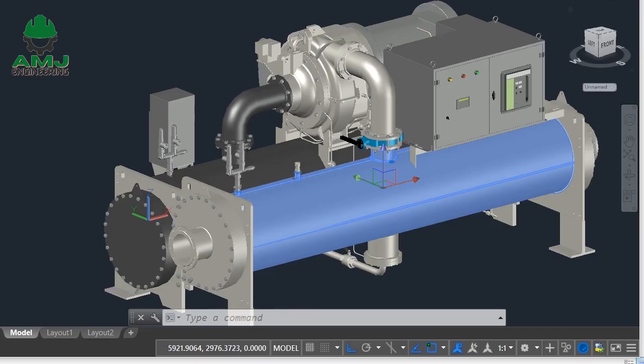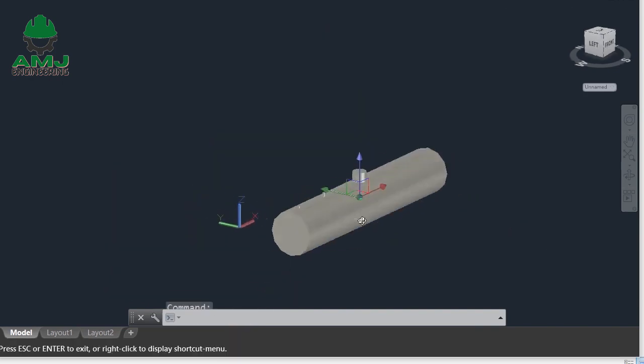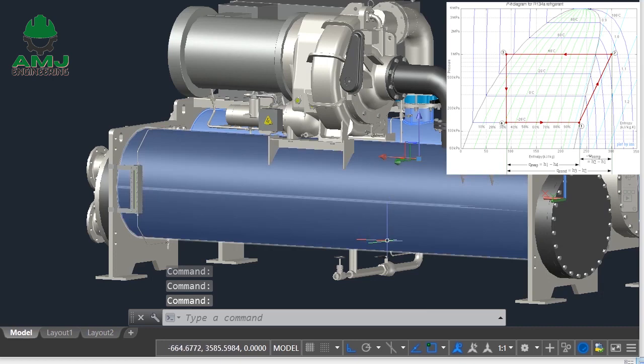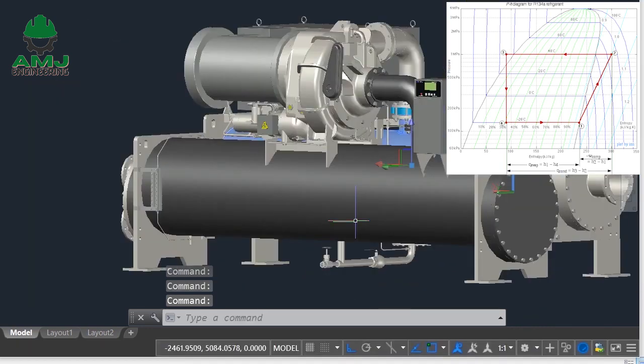Its purpose is to expand the refrigerant, reducing its pressure and increasing its volume, which will allow it to pick up the unwanted heat in the evaporator. The expansion valve is elaborated on the chart from points 3 to 4. At point 3, the refrigerant is at high temperature, high pressure. It enters the evaporator at point 4 at low temperature, low pressure.